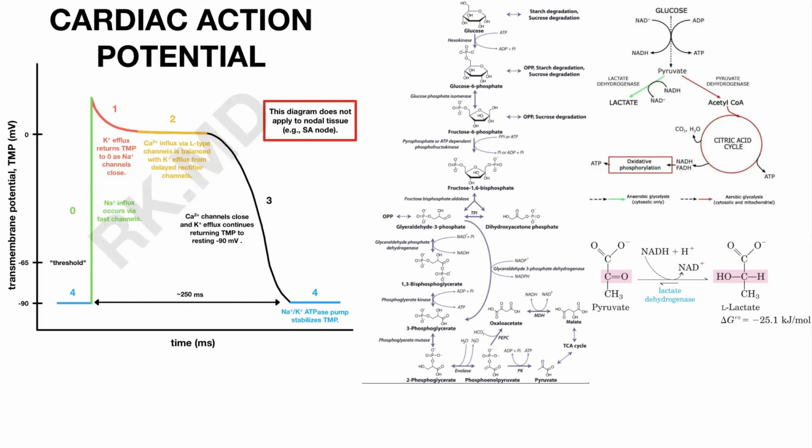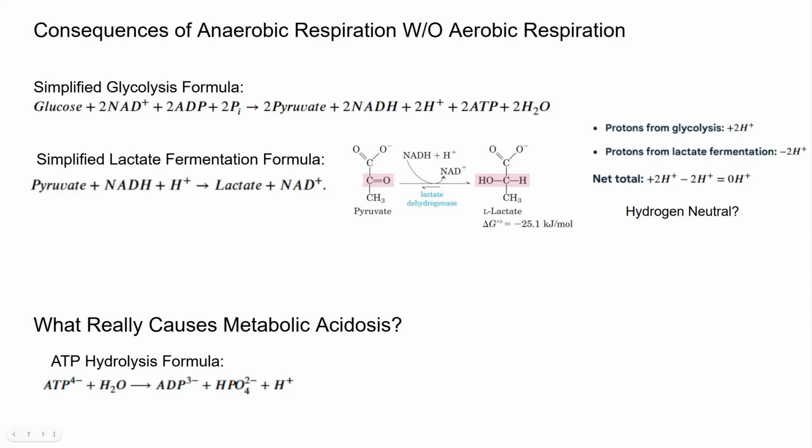Metabolic acidosis is actually caused by accumulation of hydrogen protons, which are acidic. So, where do those hydrogen protons come from? That is the question we should be asking.